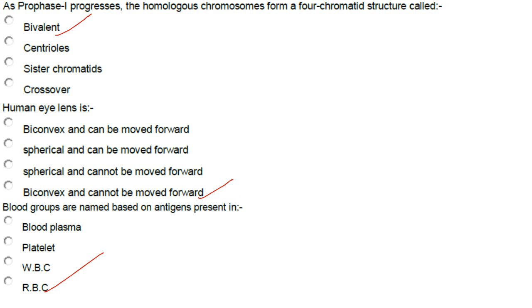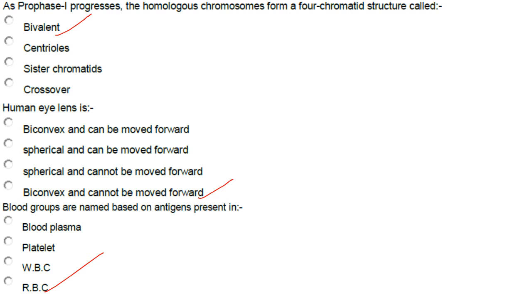Next one. As prophase 1 progresses, the homologous chromosomes form a 4-chromatid structure called. So during prophase 1, the pair of homologous chromosomes come together to form a tetrad or bivalent, which contains 4 chromatids. So answer is option A, that is bivalent.